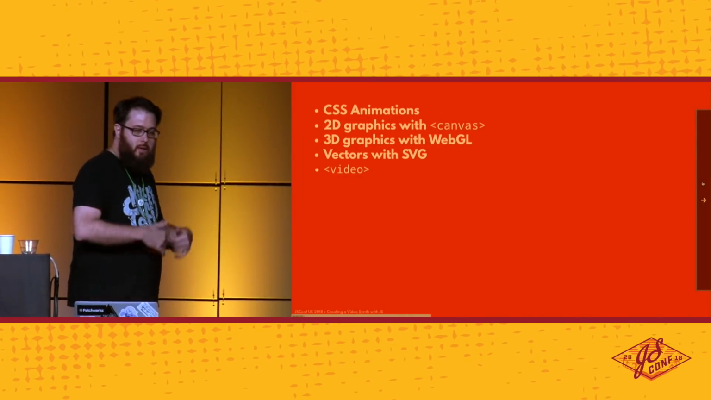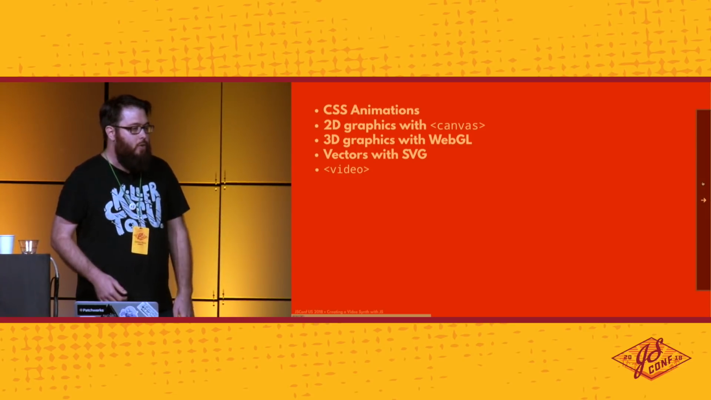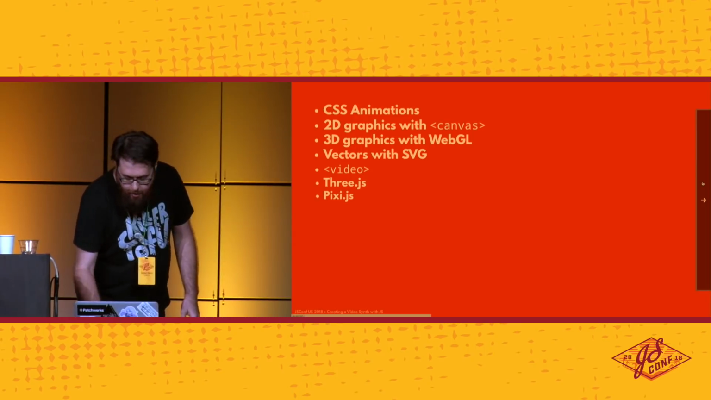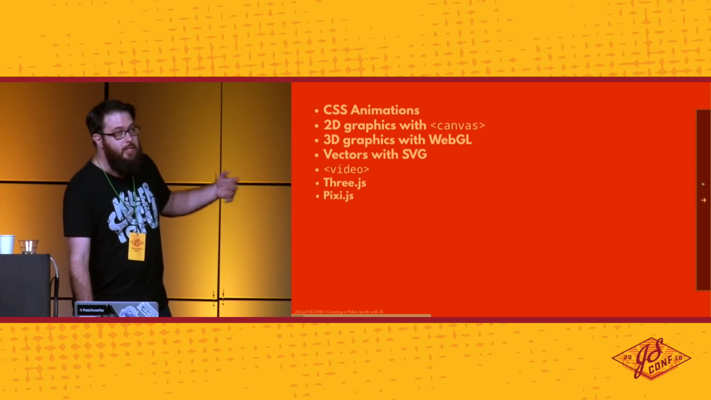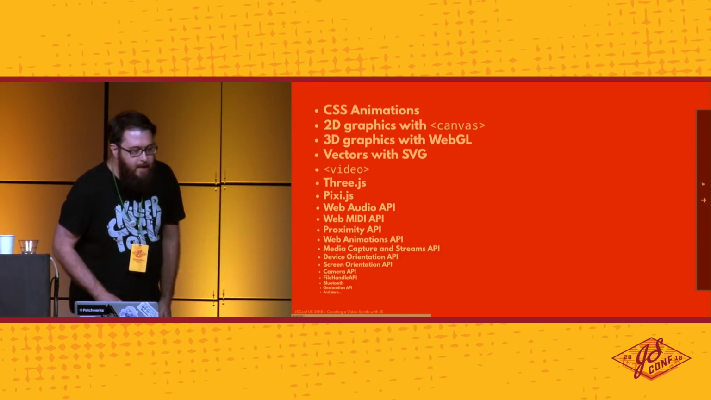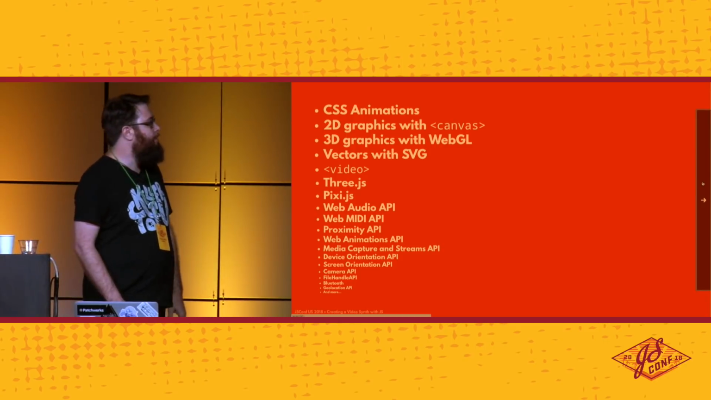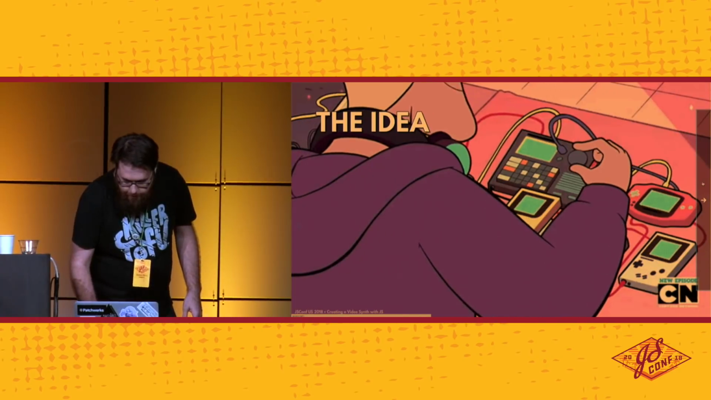And then going with that, it's crazy how much, again, with the power of the browser, we have CSS animations, 2D, 3D graphics, we have SVG, we have video, we have awesome libraries like Three.js, Pixi.js, and this is obviously just two in a huge multitude of libraries. And we have all these APIs, and some of the talks that you've seen here talk about some of these cool APIs. So why don't we harness this technology? And so that's the idea.